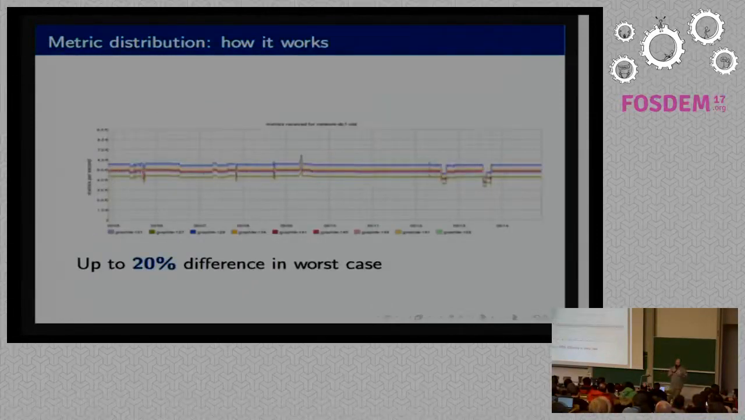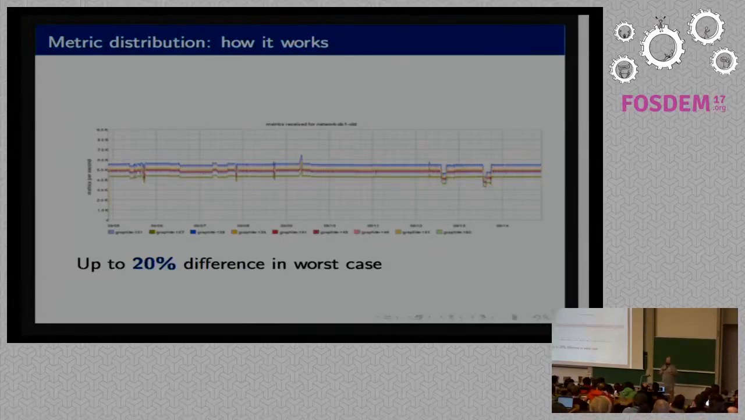Another problem we saw was metric distribution. We set up several small clusters of from 4 to 8 or maybe 10 servers each for different purposes. And at some point, when we started receiving a lot of metrics, we saw a really interesting pattern: the busiest server received around 20% more load than the least busy one. We started to think about how to fix this.